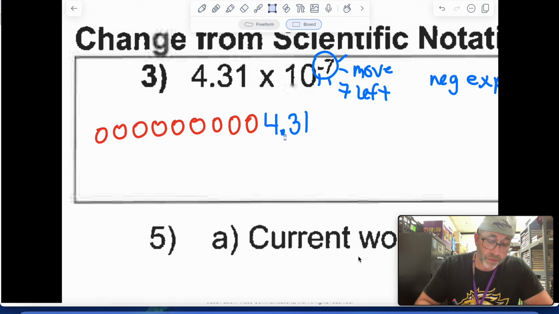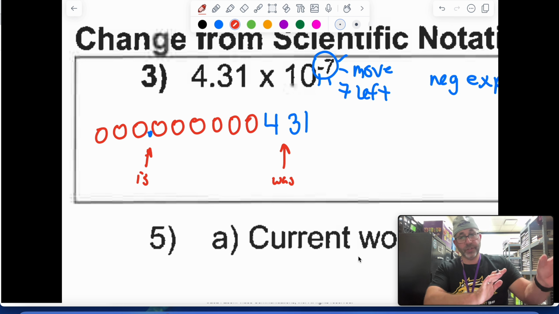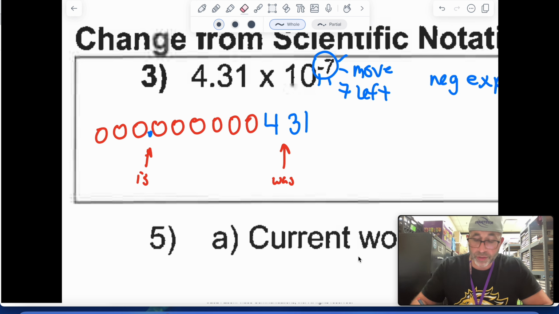And let's go ahead and do the conversion here. We're going to take that decimal that we see right there, and we're going to move it 7 to the left. You ready? We're going to go 1, 2, 3, 4, 5, 6, 7. Okay? So this is where it was, and this is where it is. Where it was previously, now where it is. So I wrote some extra zeros in here. I don't need these. This would be my answer here.